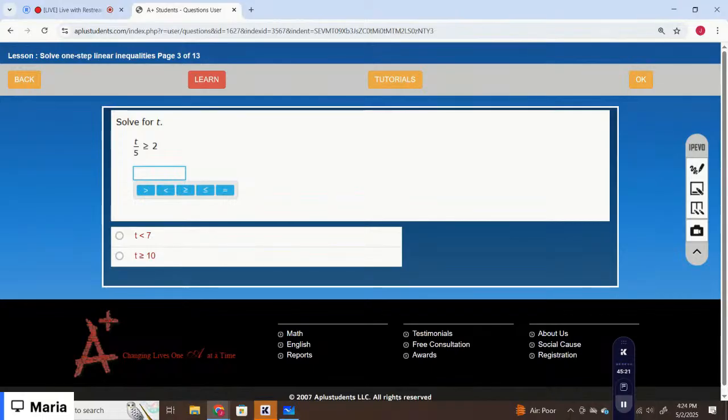T over 5 is greater than or equal to 2. So T equals... that is T is greater than or equal to 10. Option number 2 is the correct option.